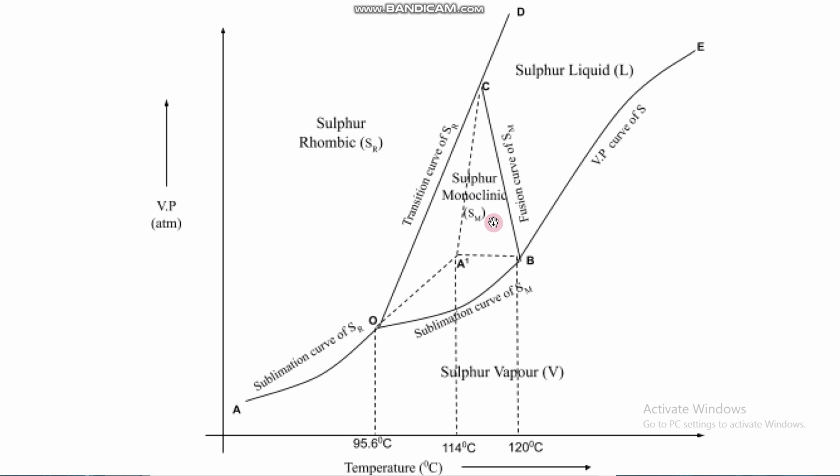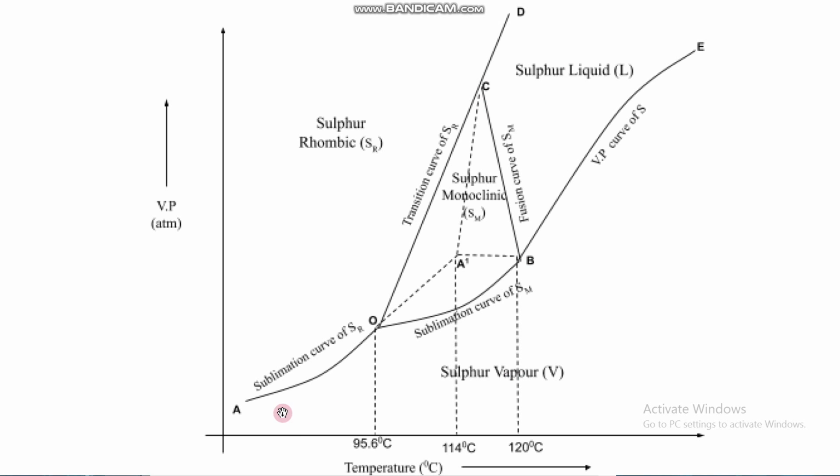And the next area is sulfur liquid, with curves BE, BC and CD. Here the common phase is sulfur liquid. This is more stable here and it occupies the area between BE, BC and CD. Degree of freedom is 2, so this is also bivariant.